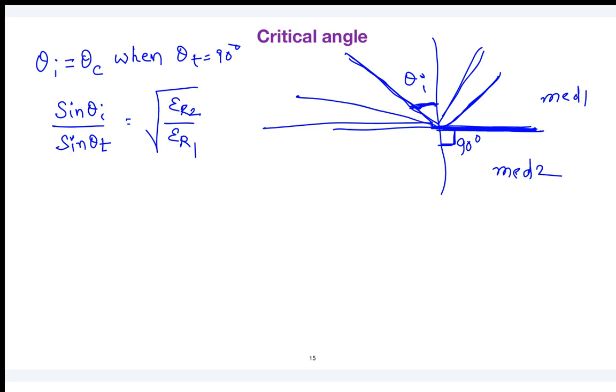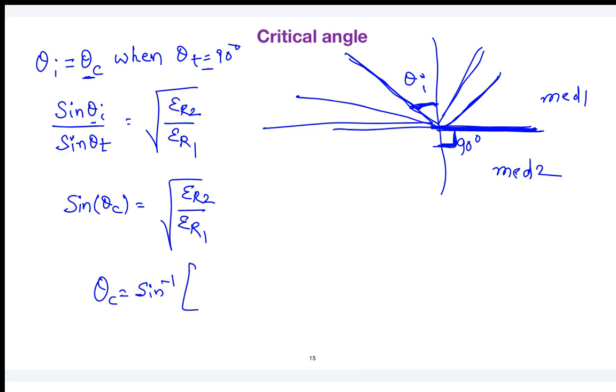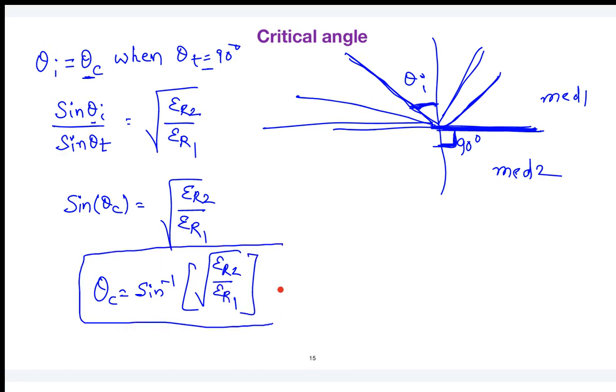Now in this case, theta I is the same as the critical angle and theta t is 90 degrees, so you can substitute that. What do you get? Sine theta c is equal to root of epsilon r2 by epsilon r1, so theta c is equal to sine inverse of root of epsilon r2 by epsilon r1. This is the formula for your critical angle. Either you can go the mathematical way and equate the transmission coefficient to 0, and you will get the same equation, or the alternative approach is to equate theta t to 90 degrees; at that time the angle of incidence is also the critical angle. Any questions here?